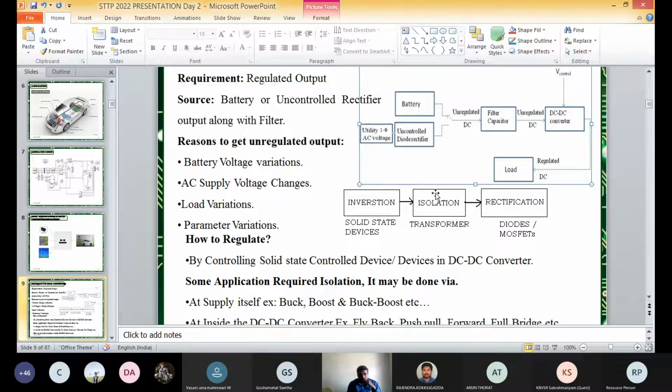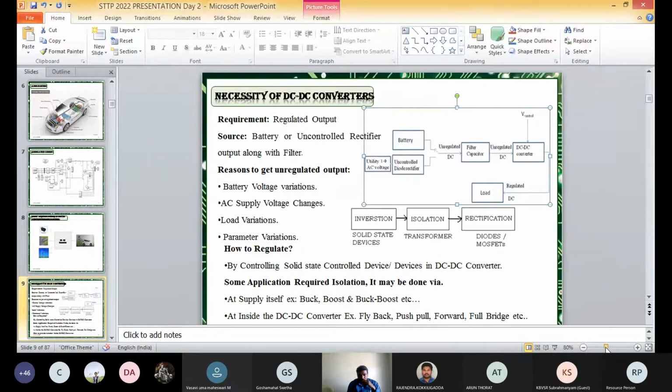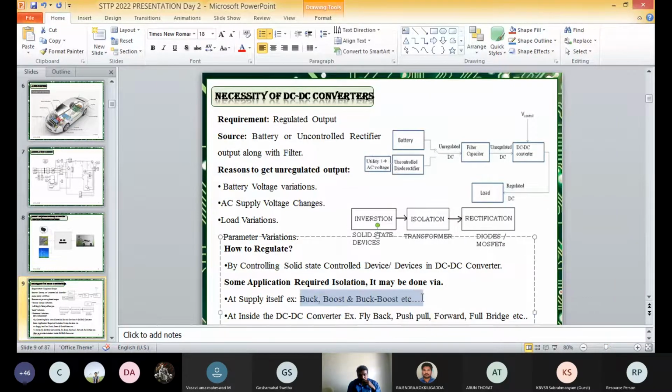Based upon this requirement, these converters are classified into two categories. One is the non-isolated DC to DC converter and the other is the isolated DC to DC converter. Examples of non-isolated DC to DC converters are the buck converter, boost converter and buck boost converter. Simple examples of isolated DC to DC converters are the flyback, push pull, forward, and full bridge converters. So these are the different categories.